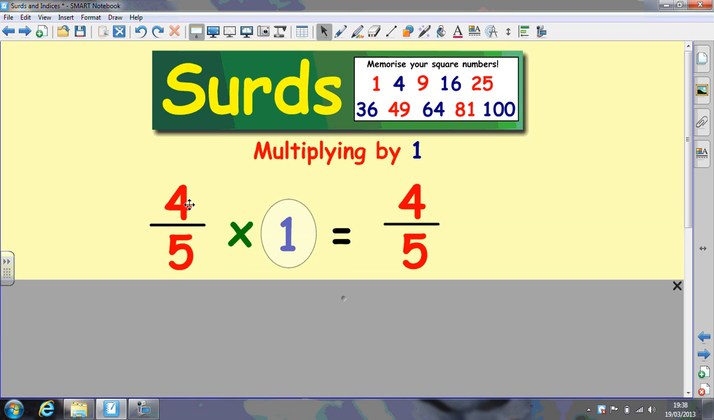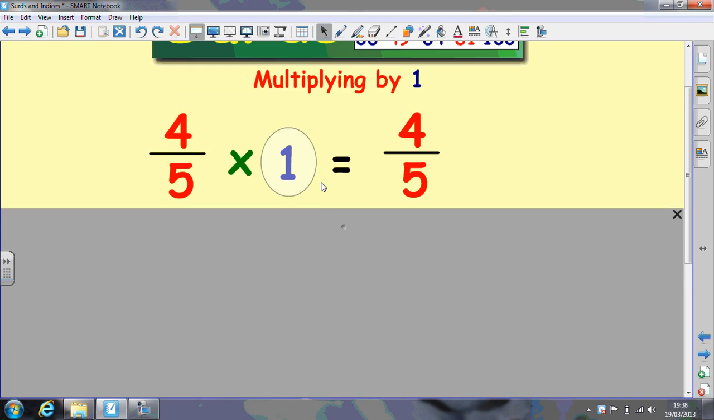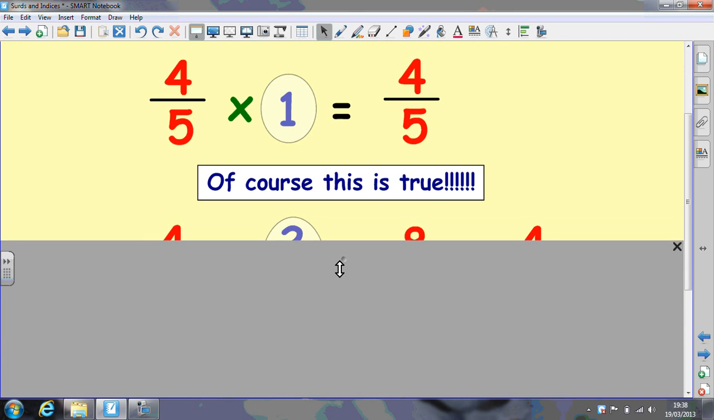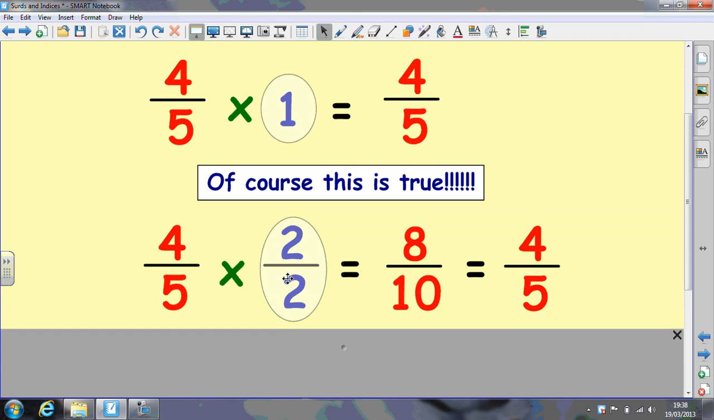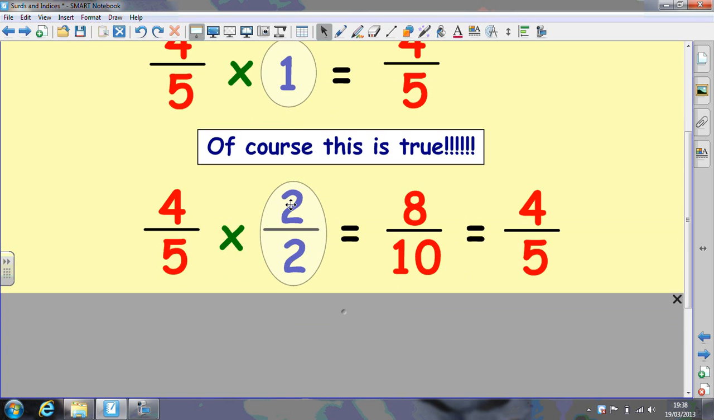And the same, multiplying a fraction by 1, you end up with the same value. 4/5 times 1 equals 4/5. The value is not altered, it stays the same, and that's really important. So 1 can be written in a different variety of ways. 1 doesn't have to be written as 1, you can write it as 2 over 2, which is 1.